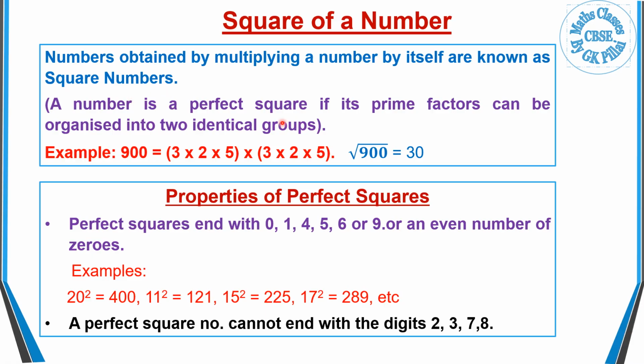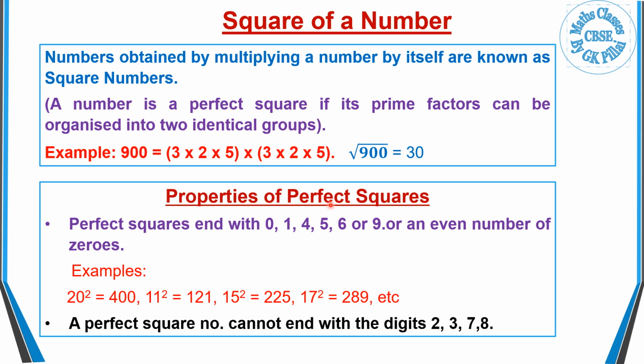A number is a perfect square if its prime factors can be organized into two identical groups. See, when you prime factorize 900, you will get this many factors. But if they can be separated into two identical groups, 3 into 2 into 5, 3 into 2 into 5, then this is a perfect square number. And this is the square root of 900, that you will come to know later.